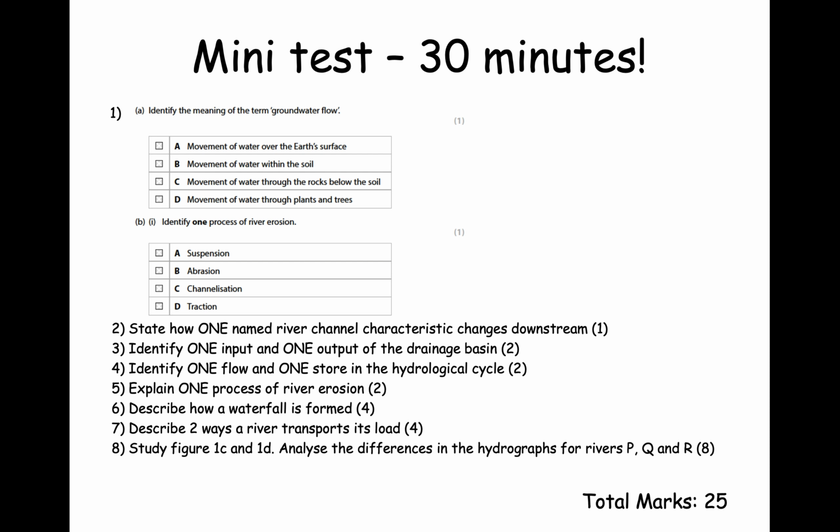Question 5, one process of river erosion. You can have hydraulic action, abrasion, attrition, or solution. Again, 2 marks. So we don't just name it, we say how it works.